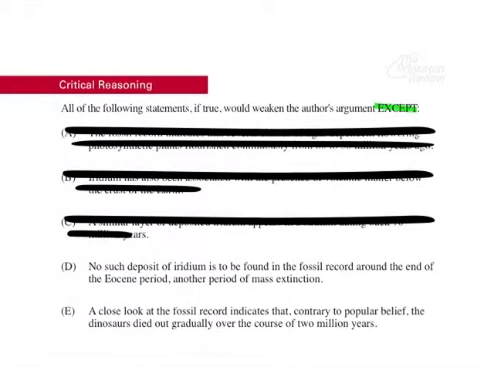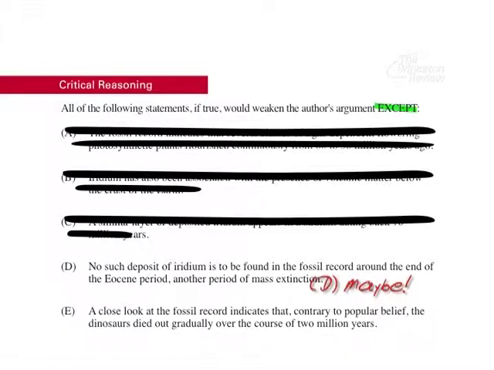D. No such deposit of iridium is to be found in the fossil record around the end of the Eocene period, another period of mass extinction. Choice D says that there were other extinctions without iridium deposits. But wait, did the argument say that all extinctions, or even most, were caused by meteorites? No. The argument only said that one particular extinction was caused by a meteorite. This doesn't really have to do with the argument. Because we're looking for the answer choice that doesn't weaken the argument, let's hold on to it.